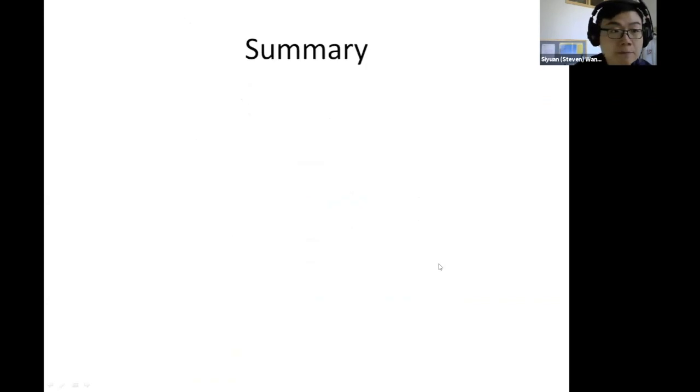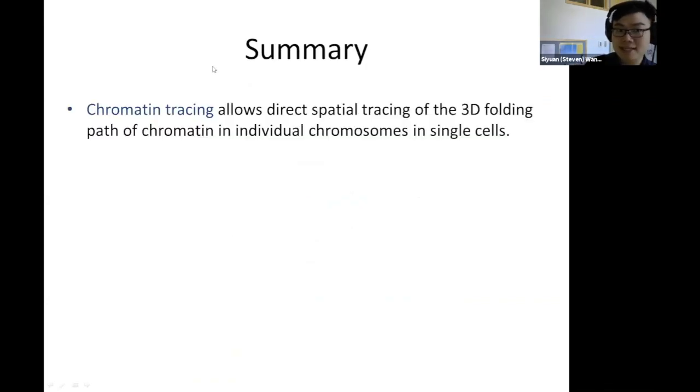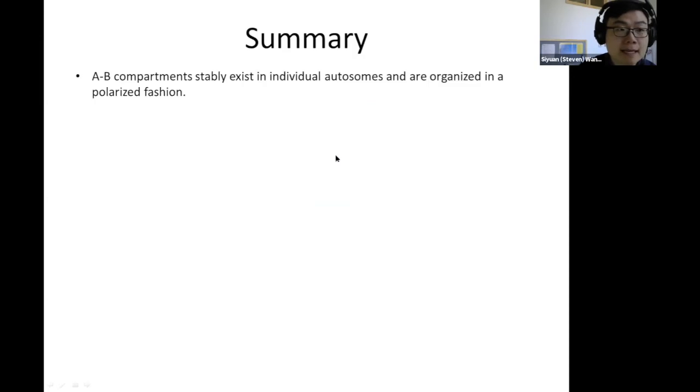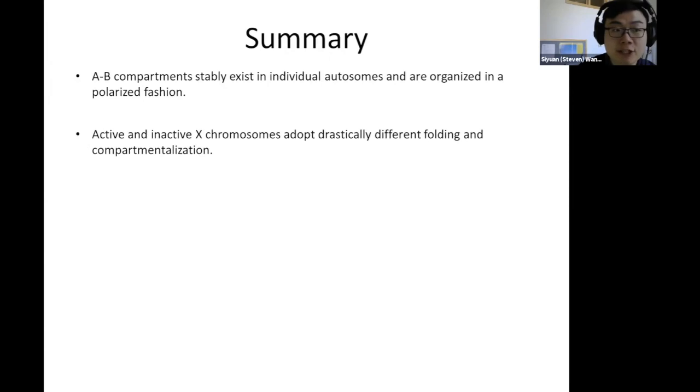So to wrap up, chromatin tracing allows direct spatial tracing of the 3D folding of chromatin in individual chromosomes in single cells. MINA enables multi-scale integrative nucleomic imaging in complex mammalian tissue and allows de novo discovery of nucleomic organization in a cell type specific manner. And AB compartments stably exist in individual autosomes that are organized in a polarized fashion. Active and inactive X adopt drastically different folding and compartmentalization.